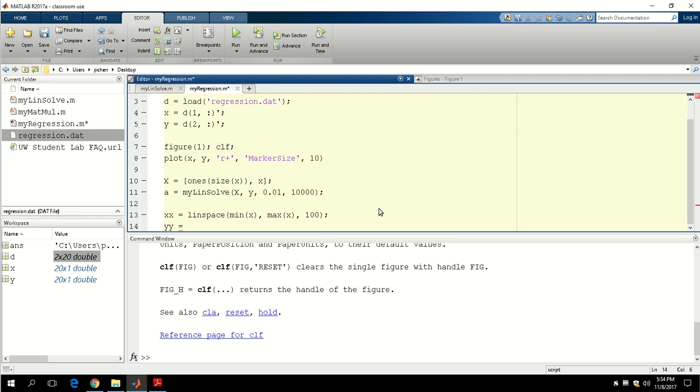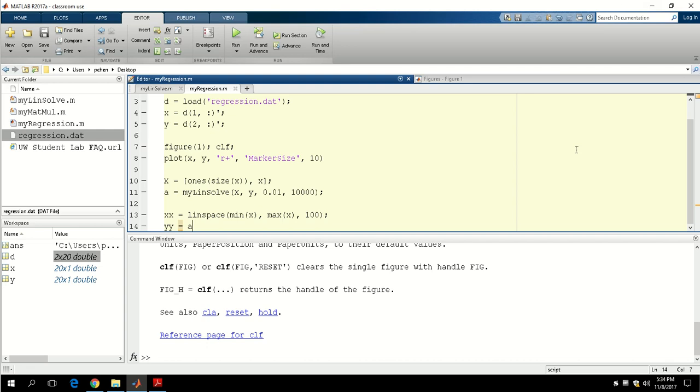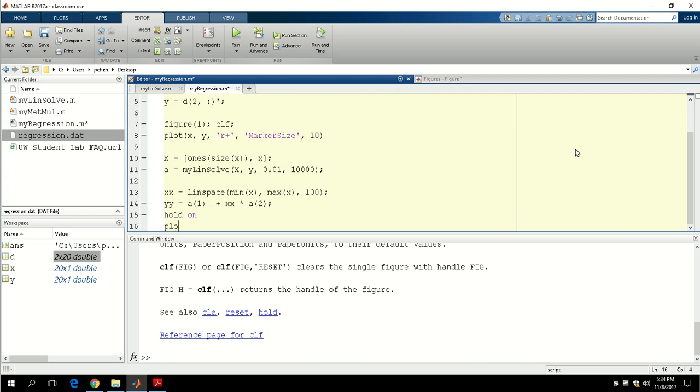So y is going to equal a0, where a0 is going to be the first element of the a vector, and a1 is going to be the second element of the a vector, right? So it's going to be a1, that's the first element, times xx plus a2, right? And then let's hold on to the plot, and then plot xx y, and then let's just use a blue straight line, right? So now let's execute this piece of code.